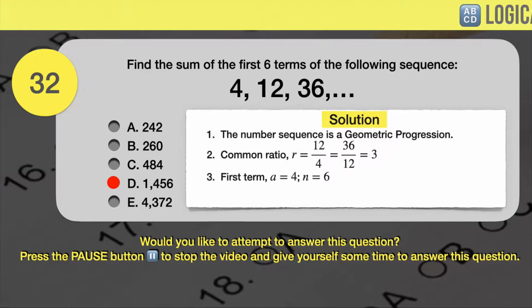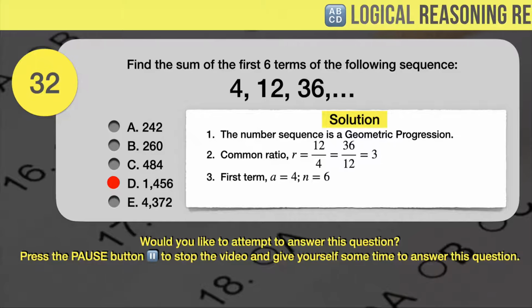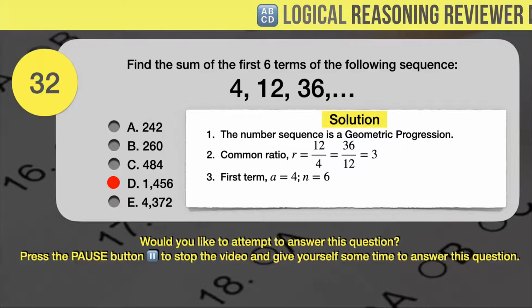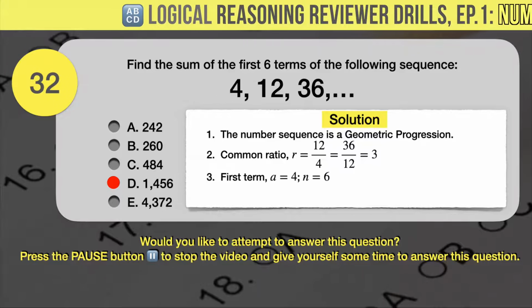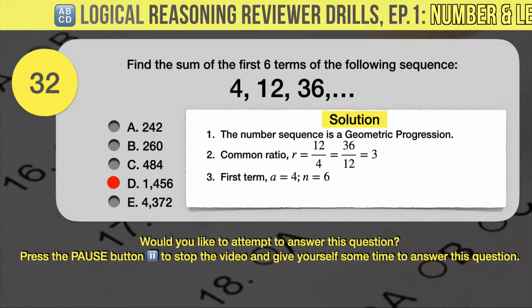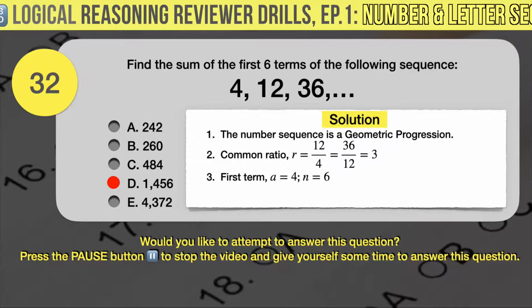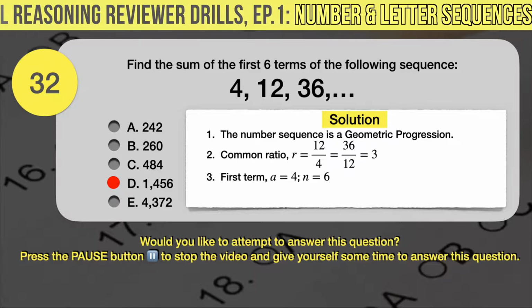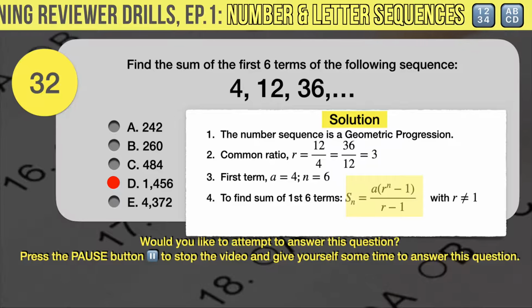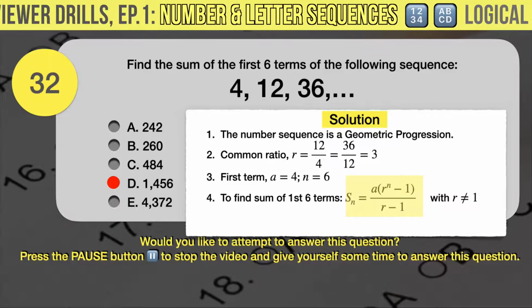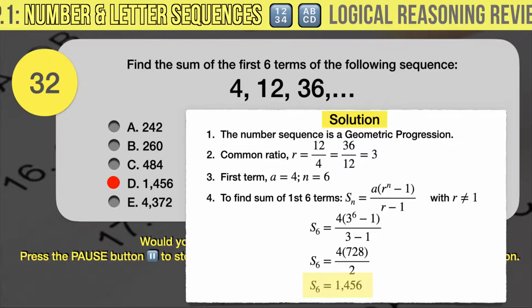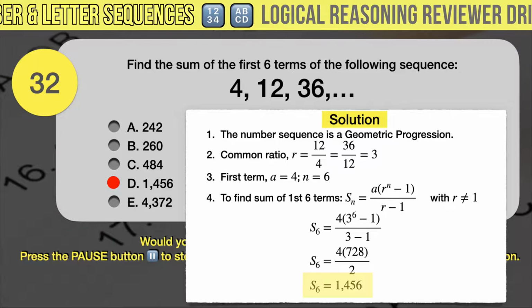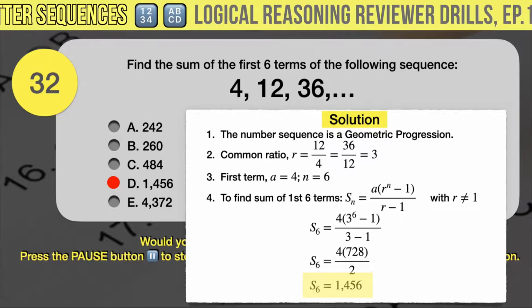1456. To answer this question, we must first recognize that the given number sequence is a geometric progression. We know this because the sequence has a common ratio, r, which is 3. That is, 4 times 3 equals 12, times 3 equals 36, and so on. The first term of the geometric progression, a, is given as 4. We are looking for the sum up to the 6th term, so n equals 6. To find the sum of the first 6 terms of the geometric progression, we simply use the formula we learned from drill question number 28, as shown. Substituting the values of r, a, and n into the formula, we should quickly arrive at 1456 as the sum of the first 6 terms of the given number sequence.